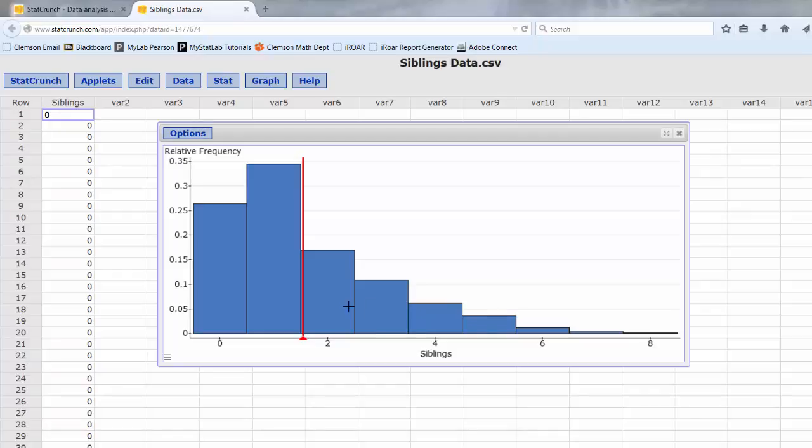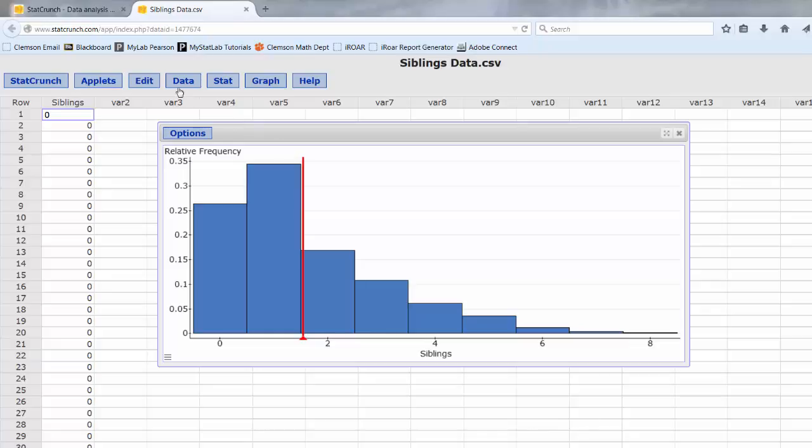You can see that the distribution is fairly skewed to the right, with a mean illustrated here in red of about 1.55 siblings. So it's very common to have 0, 1, or 2 siblings, and not as common to have 3 or more siblings.